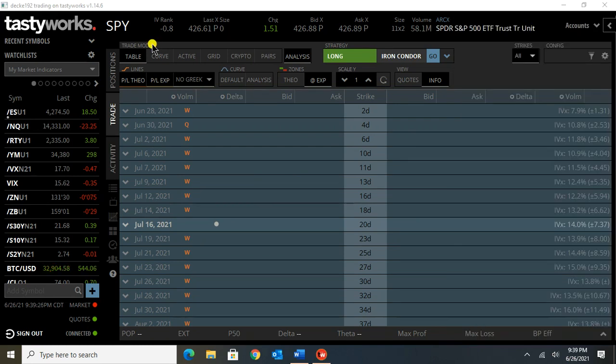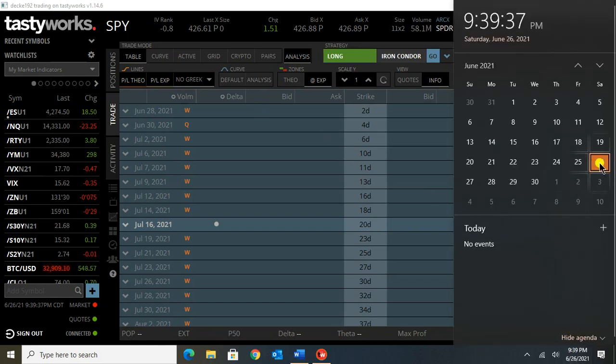So I'm going to pull up the calendar here. Today is actually Saturday. So if I were to put this on Monday the 28th, I would put it on for the expiring on the 5th. This is a special case because on the 5th the market is closed due to Independence Day. So I'm actually going to use the July 6th expiration for this example.